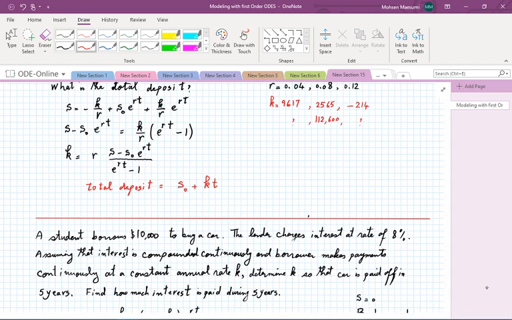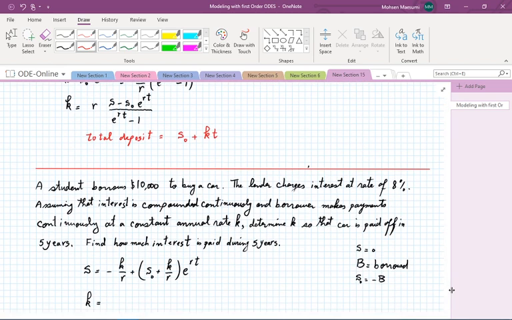So again, we are focusing on you. We have a student who is borrowing $10,000 to buy a car, and the lender charges him an interest rate of 8%. Since you're starting out, your interest rate is sometimes higher than the market says it is. Assuming that interest is compounded continuously and the borrower makes payments continuously. So these are kind of idealized calculations. At a constant annual rate of K, determine K so that the car is paid off in, say, 5 years. Find how much interest is paid during these 5 years.